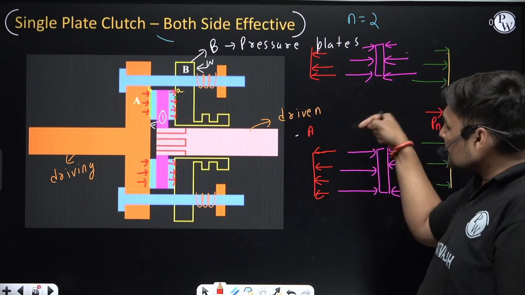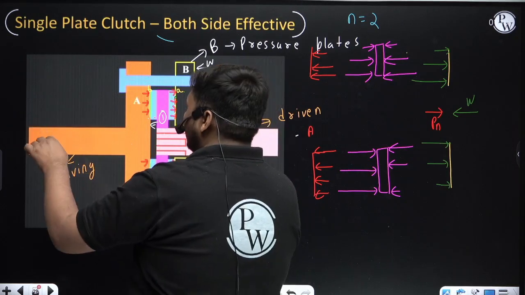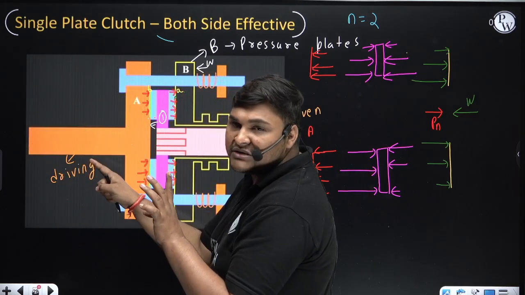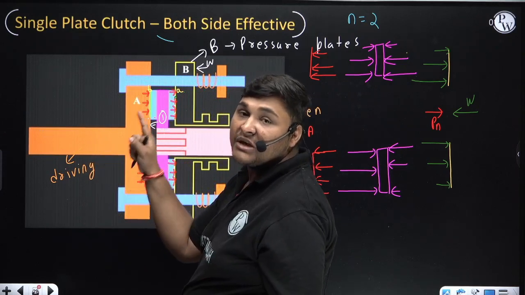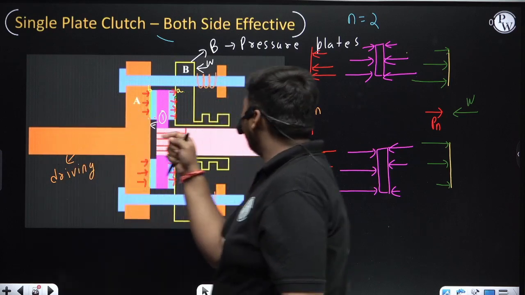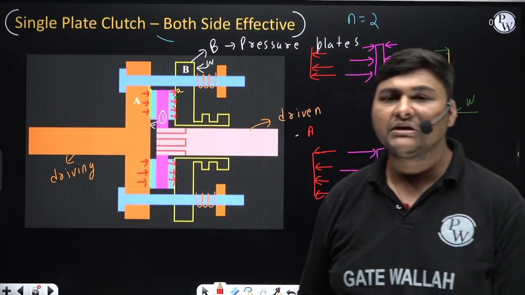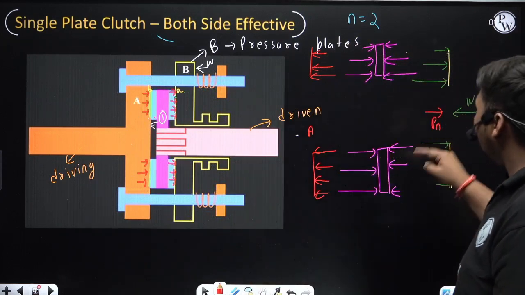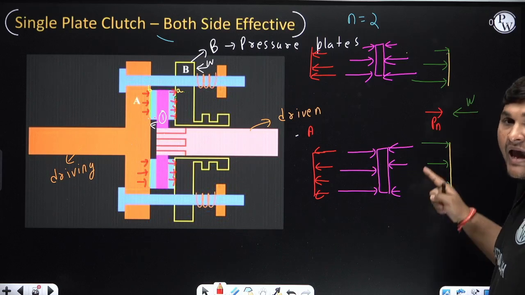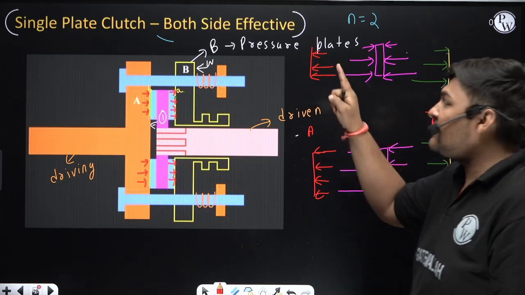Now similarly here PN will come in this direction, and this PN will be balanced by the reaction of the support in the driving shaft, because in the driving shaft there will be a support which will not allow this plate or shaft to move in this direction. So this pressure force will be balanced by the reaction on the support system of the driving shaft. So ultimately you can see the total pressure force on each contacting surface is PN, and that PN is equal to the spring force or axial force applied by this spring.